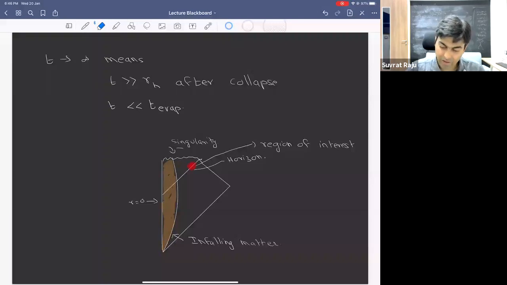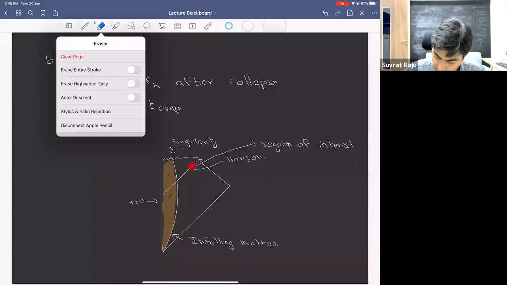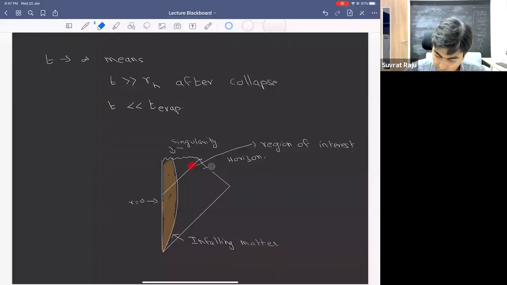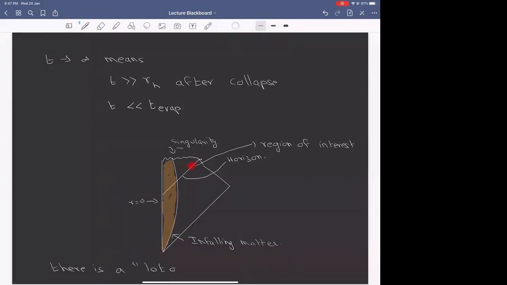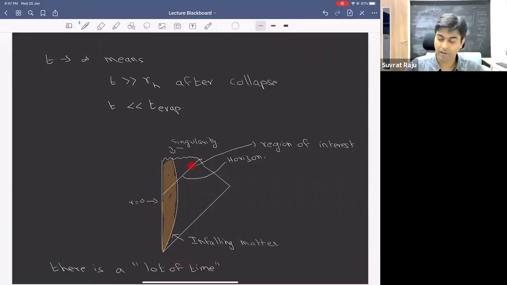The second thing is this region of interest. I want to emphasize, the horizon is here. Okay, the horizon is different from what we're calling the region of interest. The horizon, let me mark it here. The region of interest has the property that there's a lot of time in it. So it looks like a small part of the Penrose diagram, but there's actually a lot of time in this red region.